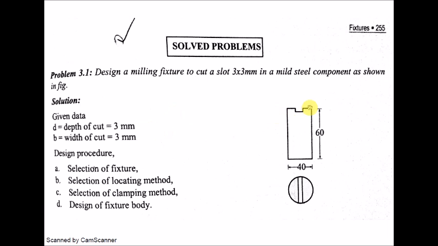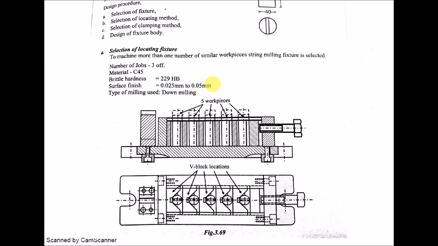Okay, so this is the component. As you can see, the depth of the cut and the width of the cut is 3 mm. So if the number of jobs is mentioned in the question, and it is more than one, generally we go for a string or a line milling fixture. When the number of workpieces are strung behind each other in line, then we go for a string milling fixture.